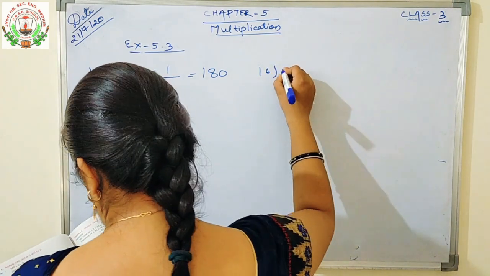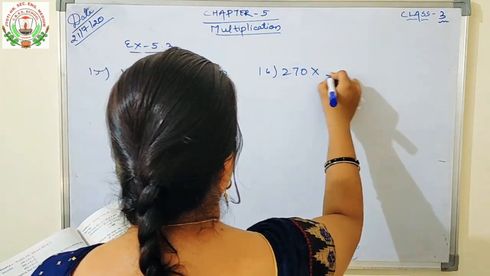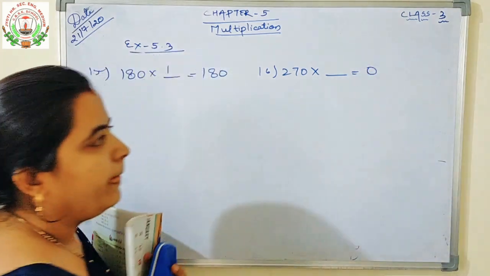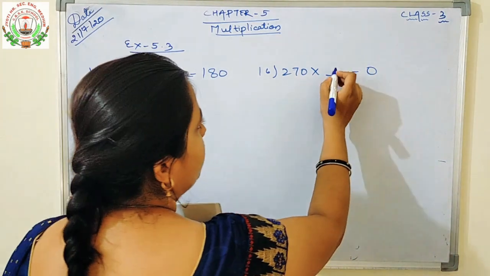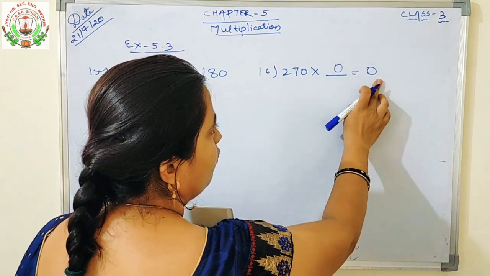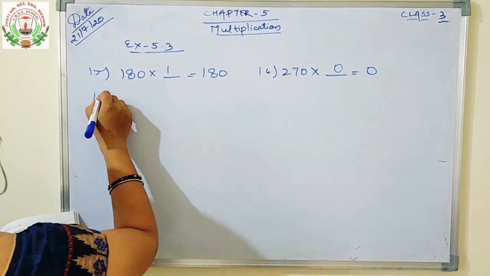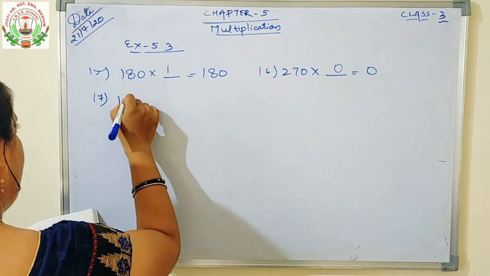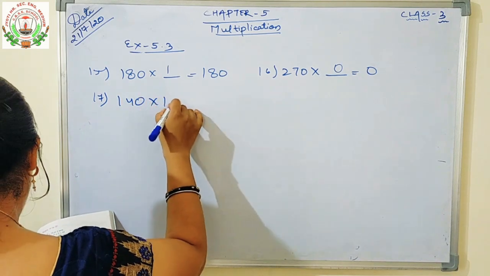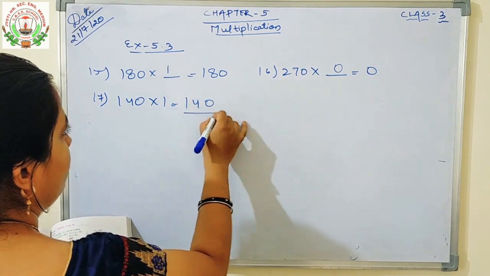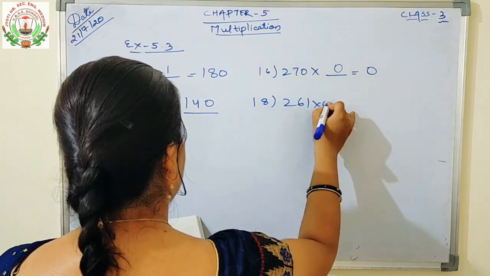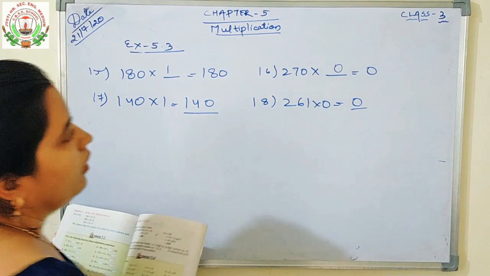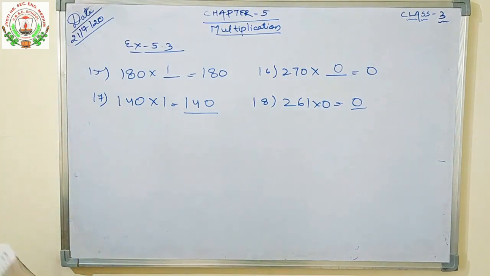Number 16, 270 into dash is equal to 0. Here that property will come. Whenever a number is multiplied by 0, we will get 0 as the answer. Number 17, 140 into 1 is equal to 140. Number 18, 261 into 0 is equal to 0. So this exercise you will do in your book because fill-ups are given.